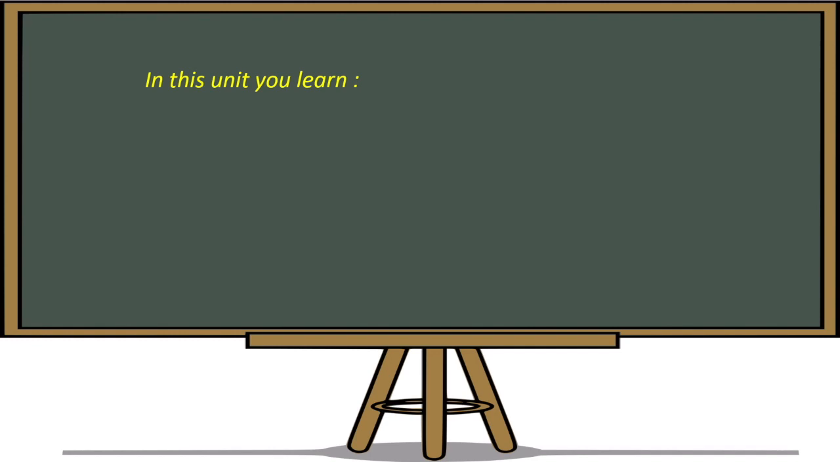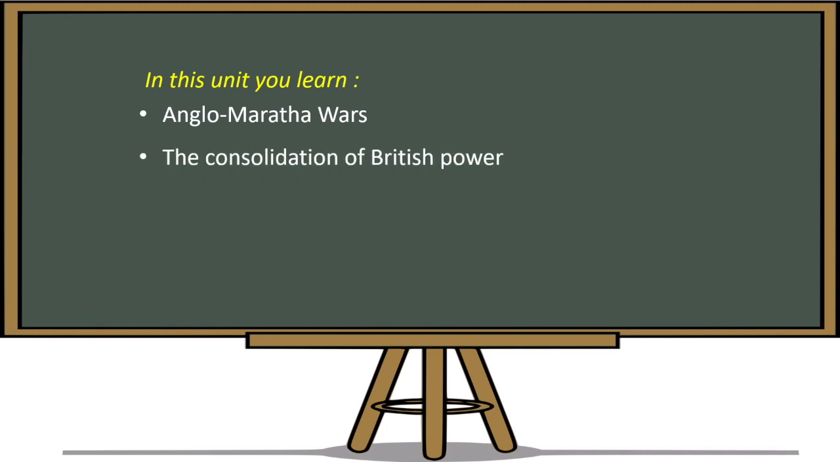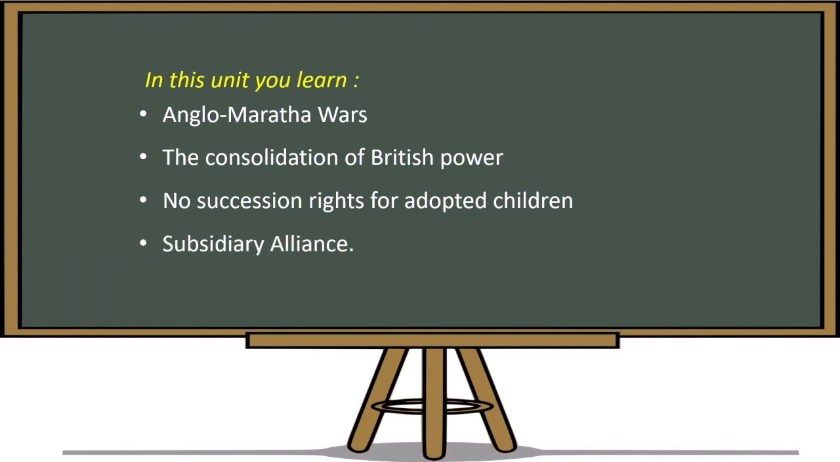Today we will take up history chapter 2, the extension of British rule in India. In this unit, you will learn about the Anglo-Maratha wars. There were 3 Anglo-Maratha wars that were fought. Consolidation of British power in India. No succession rights for the adopted children, earlier also called the doctrine of lapse, and the policy of subsidiary alliance introduced by Lord Wellesley, and the 2 Anglo-Sikh wars.